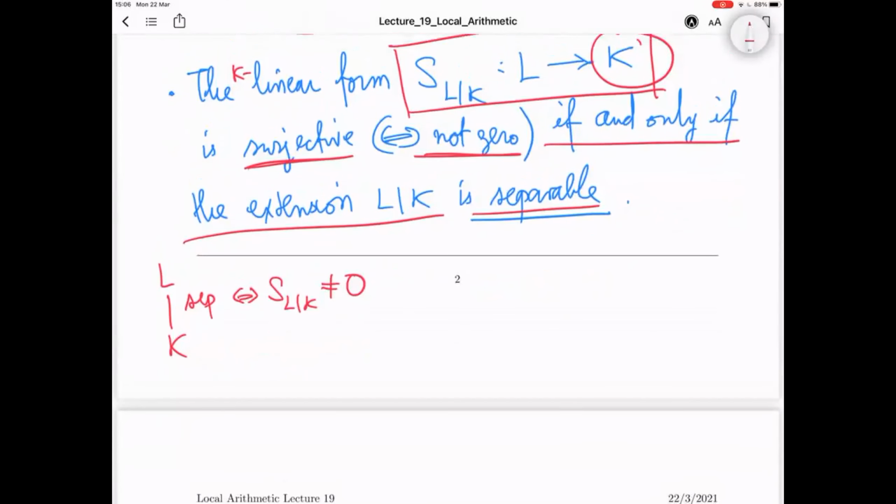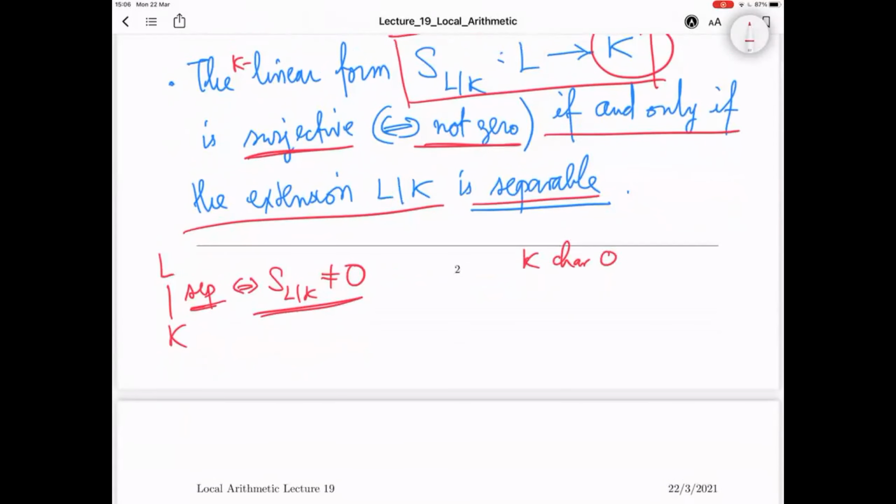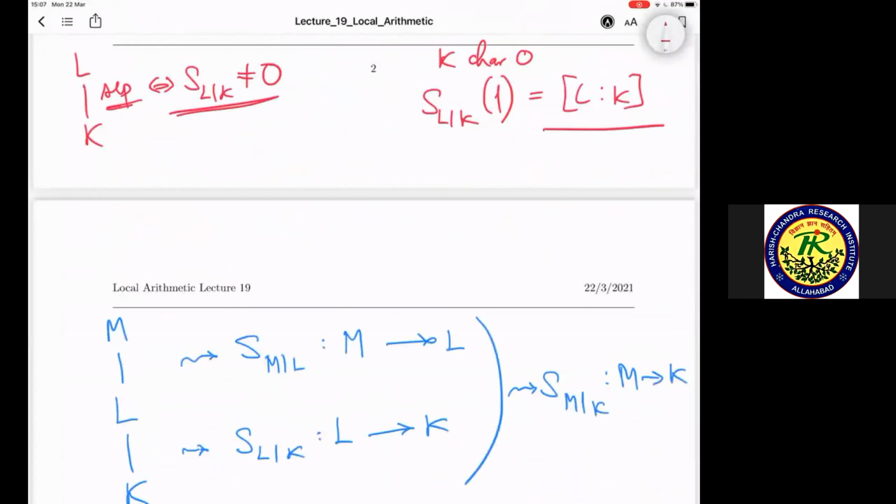Now, for example, if K has characteristic 0, then everything is automatically separable, and one should be able to see why the trace map is non-zero. In fact, it's non-zero because the trace of the element 1 in L is going to be equal to the degree of L over K. So it's non-zero. So that is the trace map.